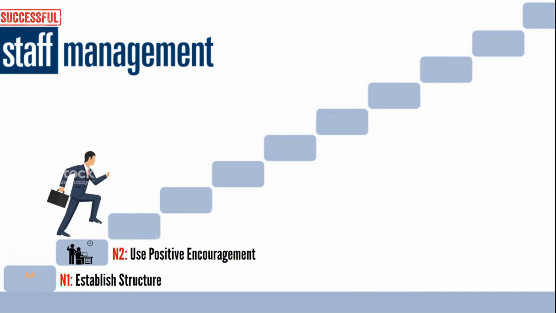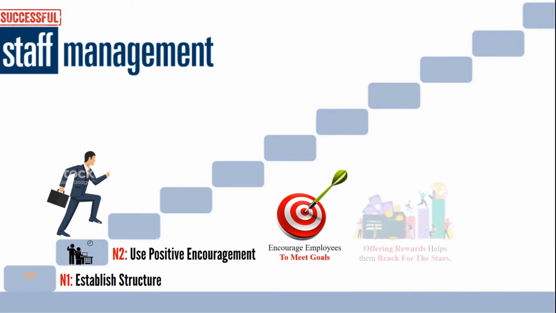Number 2, use positive encouragement. You should encourage employees to meet goals and go above and beyond expectations. Offering rewards or additional compensation for outstanding performances will encourage employees to reach for the stars.